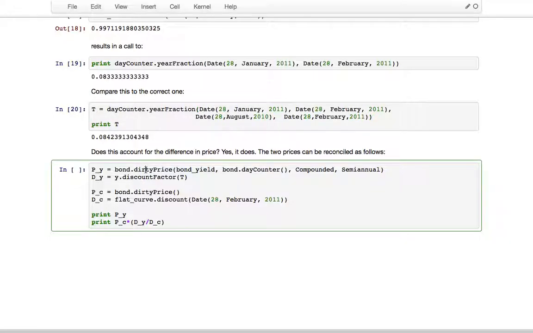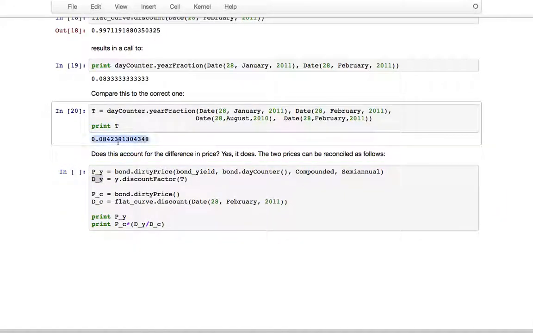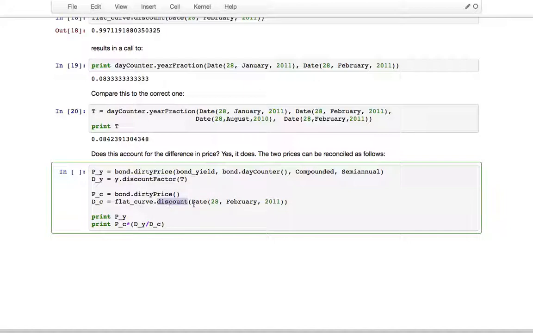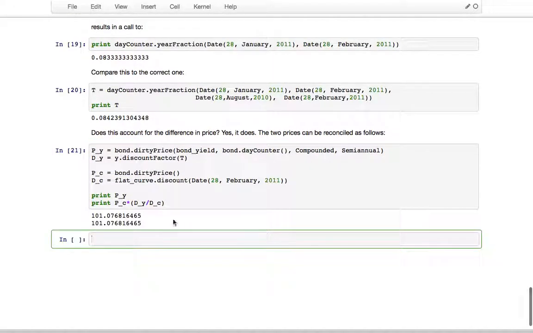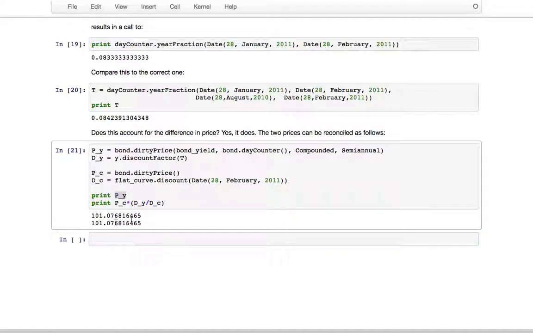So if we take the two discount factors, the correct one, basically the one including the reference period, and the discount factor returned by the curve, and if we account for the differences in these two single discount factors and adjust the price returned using the curve, we are getting the same price that the yield-based calculation returned.